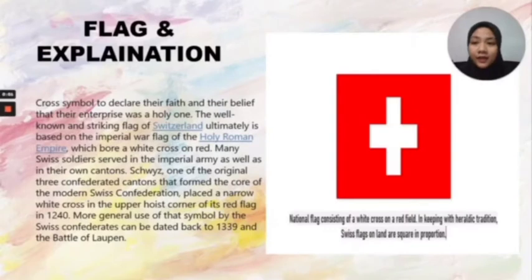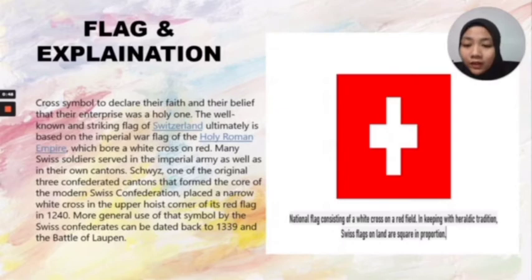The second is the flag and its explanation. The cross is a symbol to declare their faith and their belief that their enterprise was a holy one. The well-known, striking flag of Switzerland is ultimately based on the imperial war flag of the Holy Roman Empire, which bore a white cross on red. Many Swiss soldiers served in the imperial army as well as in their own canton.